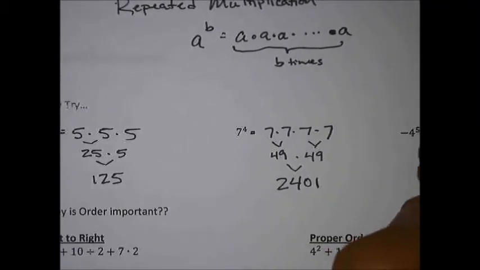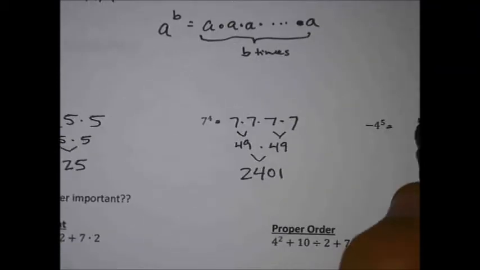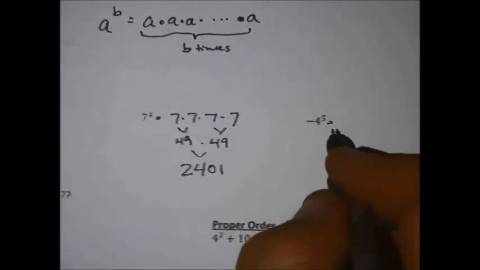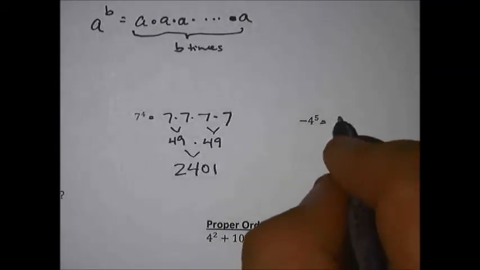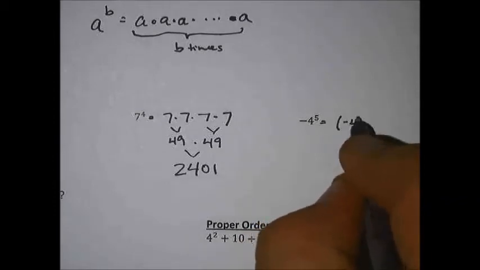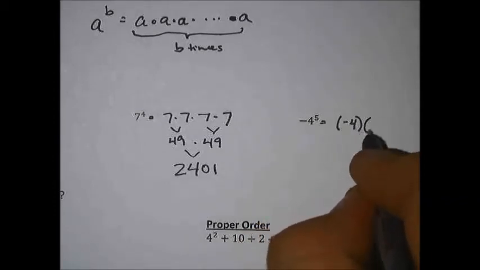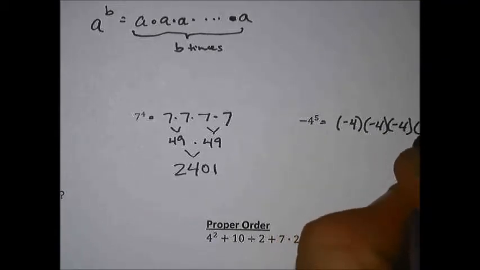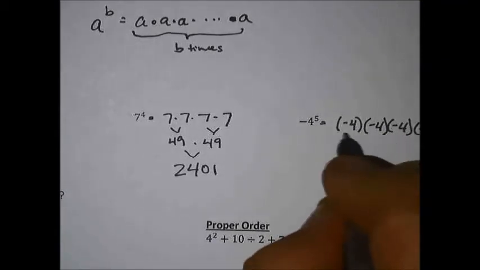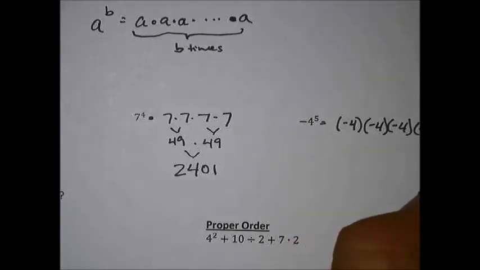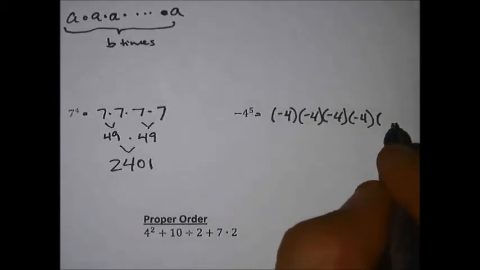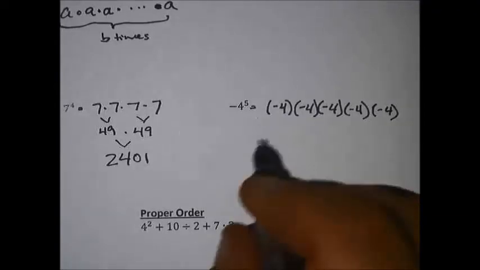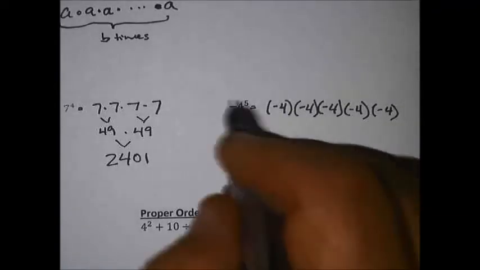2401. Okay? When we have a negative, we have a negative 4 to the 5th power, all I want to do is put those negative 4s in parentheses. I'm going to write 5 of them. That's 1, 2, 3, 4. One more. And there it is. So I have negative 4 multiplied together 5 times.